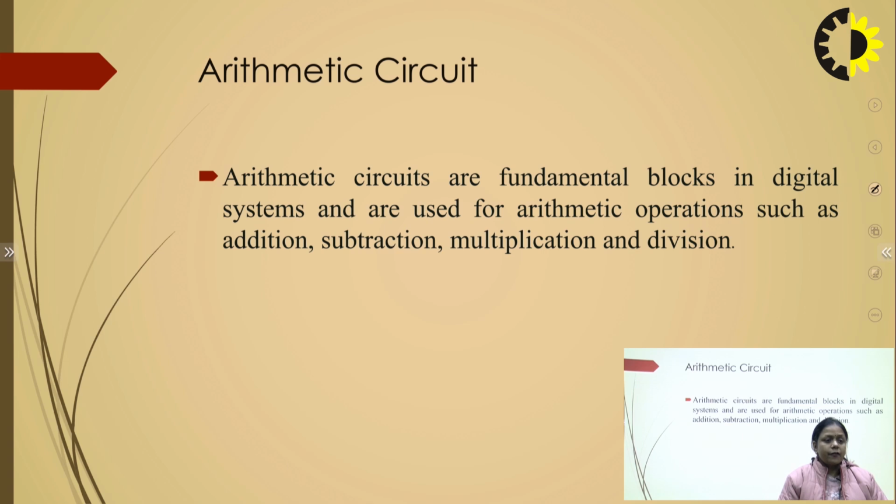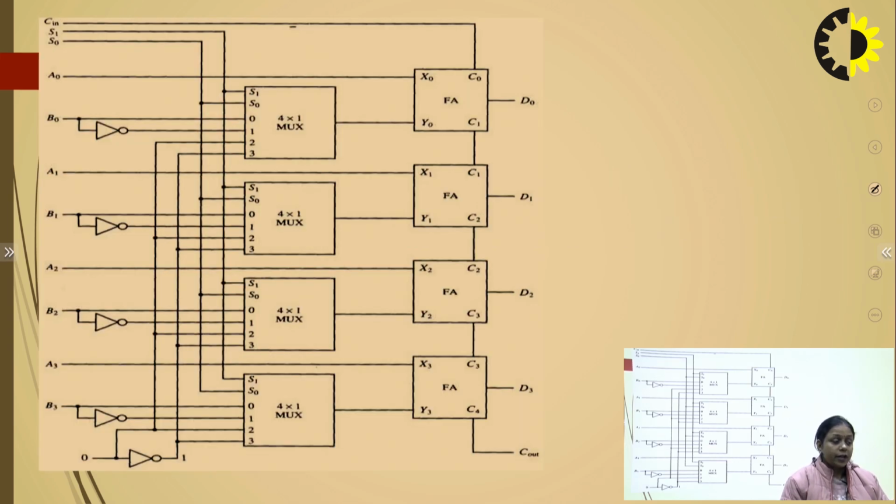Arithmetic circuits are fundamental blocks in digital systems and are used for arithmetic operations such as addition, subtraction, multiplication and division. So all the arithmetic operations will be performed by the arithmetic circuit. This is a separate circuit which can perform more than one different type of arithmetic operation. You can see here the arithmetic circuit. This is a 4-bit arithmetic circuit, because we have 4 bits here, A0, A1, A2, A3.